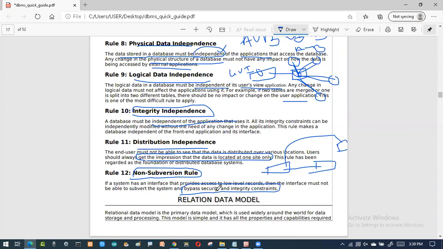So this is what the Codd's rules explain, the 12 Codd rules. Hope you understand. If you have any doubts, you can clarify them in the next session. I stop here. We'll see in tomorrow's class with a new topic. I'll just take the attendance, then we'll stop.